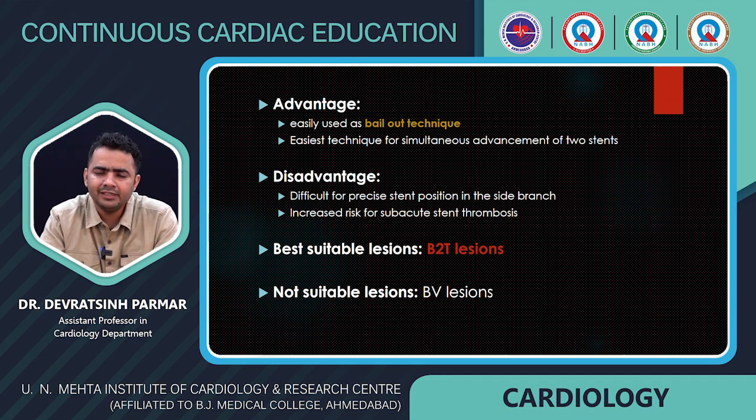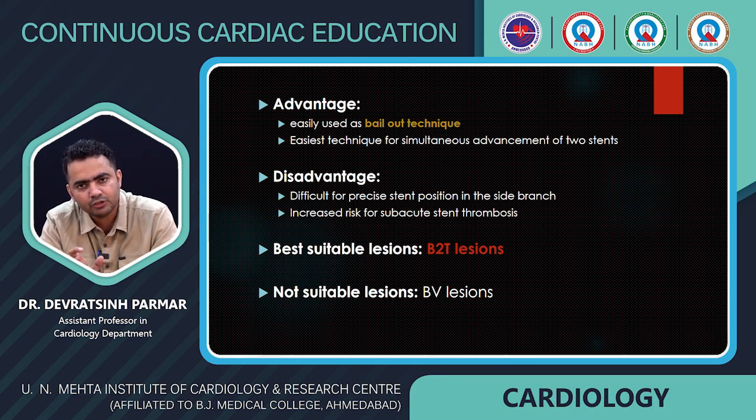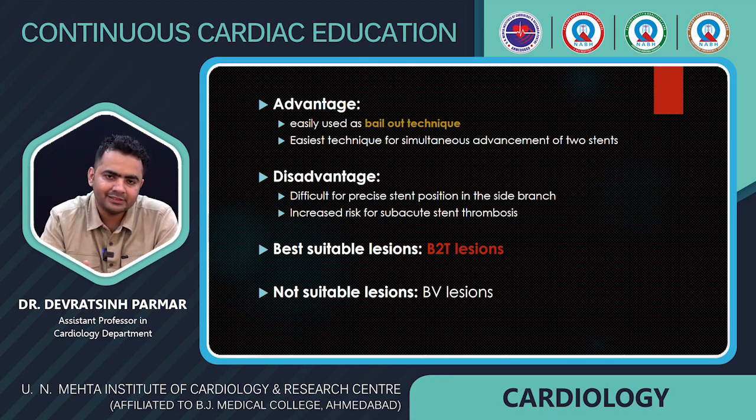The advantage is that it's basically a bailout technique in provisional stenting, and the easiest technique for simultaneous advancement of the two stents. The disadvantage is that it is difficult to be precise, because exactly putting the stent at the ostium of the side branch is very difficult. Sometimes even a small space left gives a very high incidence of stent thrombosis and ISR. So it's usually best suited for B2 lesions.